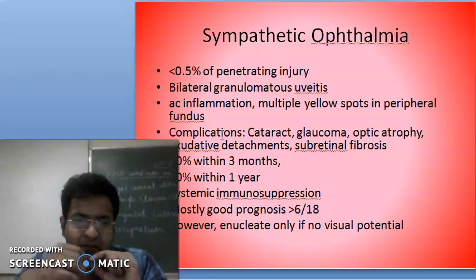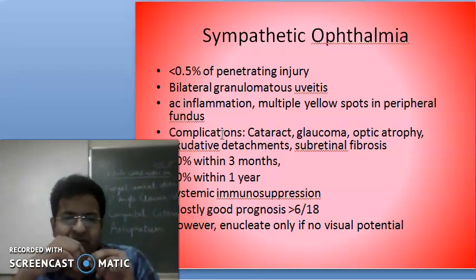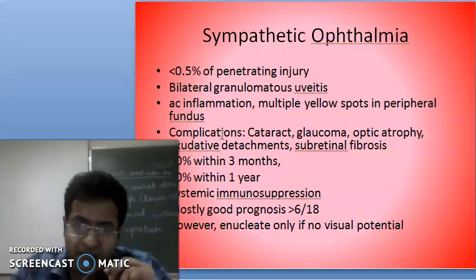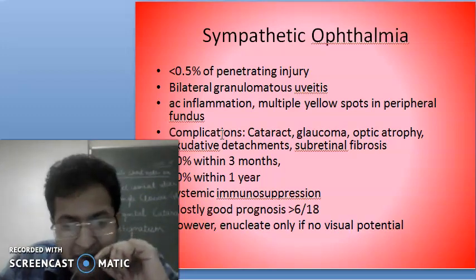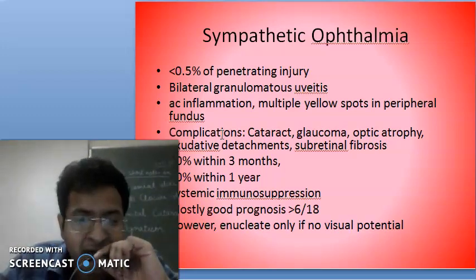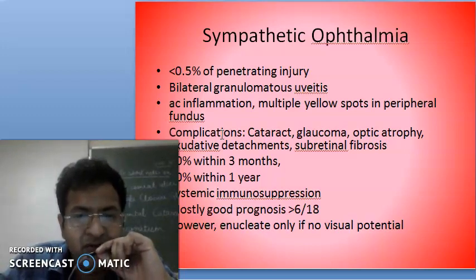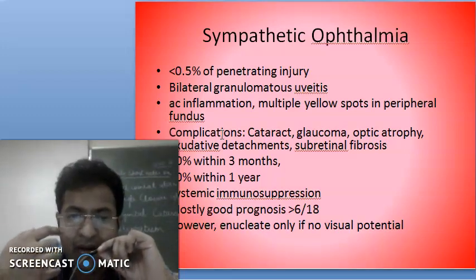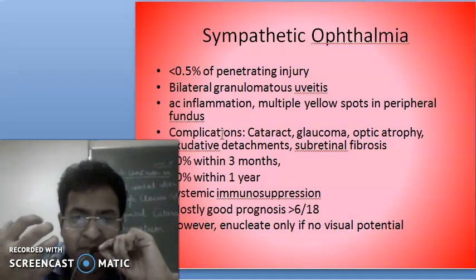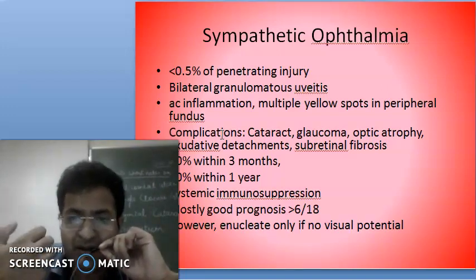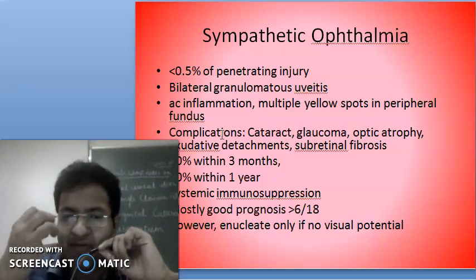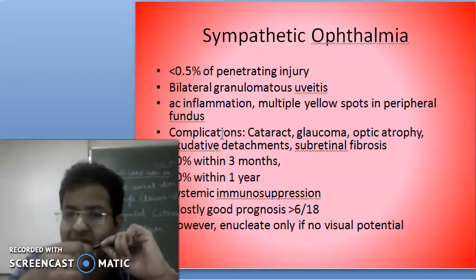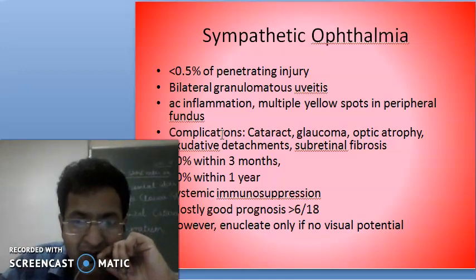At last we come to how the trauma can affect the other eye, the non-involved eye. The other eye can be involved as a case of sympathetic ophthalmia in less than 5% of the penetrating injury. What is sympathetic ophthalmia? It is a bilateral granulomatous uveitis. For example, my right eye is injured. The granulomatous uveitis will be present in both the eyes. There is an anterior chamber inflammation, multiple yellow spots in the peripheral fundus.